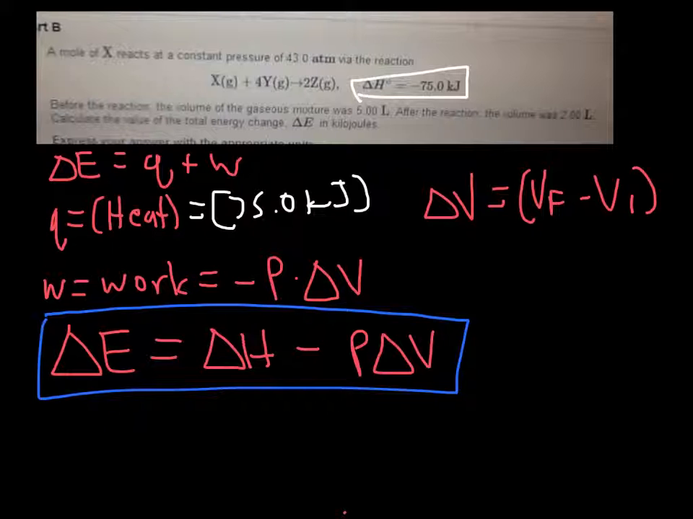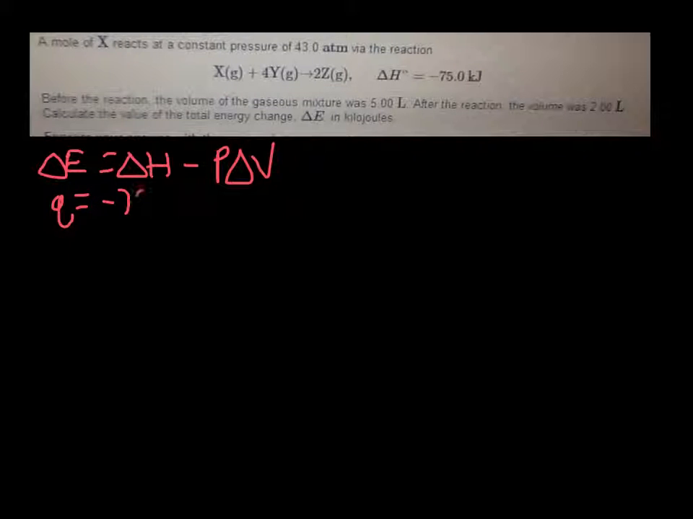So here is the formula we're going to be working with. There are still a few manipulations and conversions we'll have to deal with, so let's go to the next page. We had delta E equals delta H minus P delta V. What do we know and what don't we know? We know that Q, the heat, was given, so Q equals negative 75.0 kilojoules, which equals delta H.